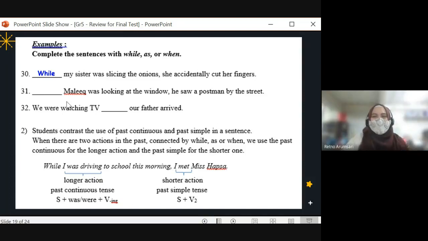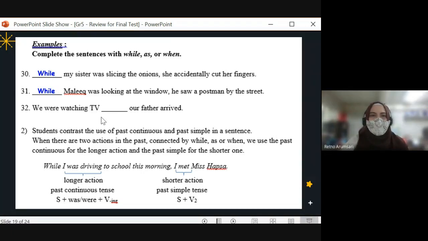You can, Farhan. You can use while or you can use as. You can use while or as here, yeah. So whenever the gap is at the beginning of the sentence like this, your choices are while or as. You can choose between the two. You can choose either one. Okay, you can choose while or you can choose as.